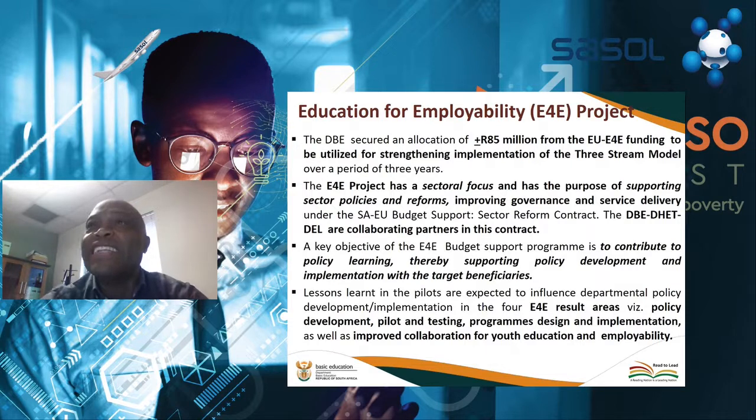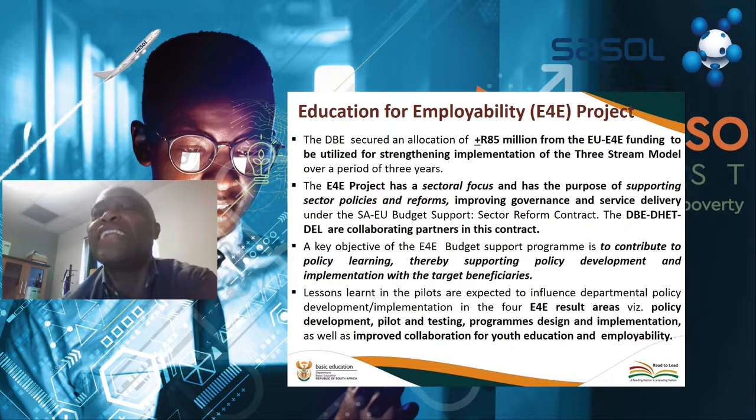And I must indicate that we have already received the first tranche from National Treasury at the end of December, beginning of 2022, to the tune of about 19 million rand. So the E4E project has a sectoral focus and has the purpose of supporting sector policies and reforms, improving governance and service delivery under the South Africa EU Budget Support Sector Reform Contract. The DBE, DHET, and DEL are collaborating partners in this contract.